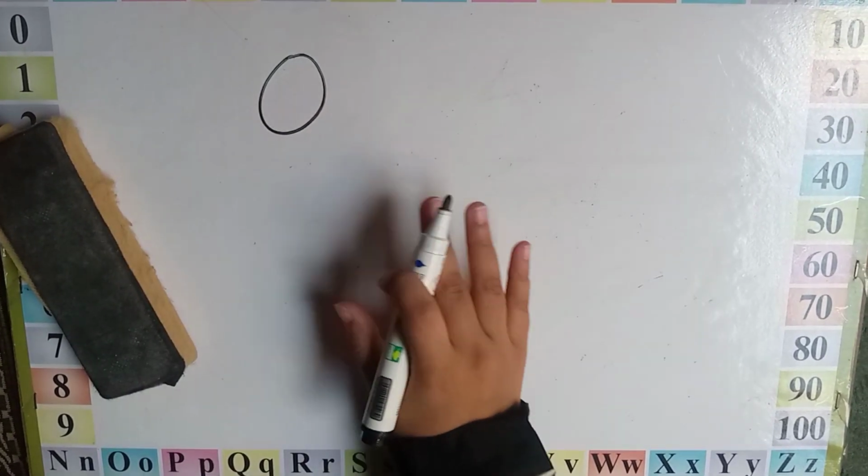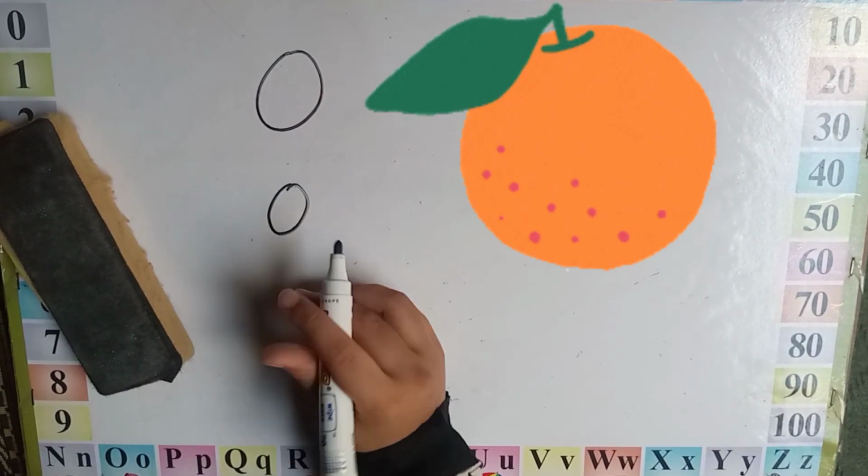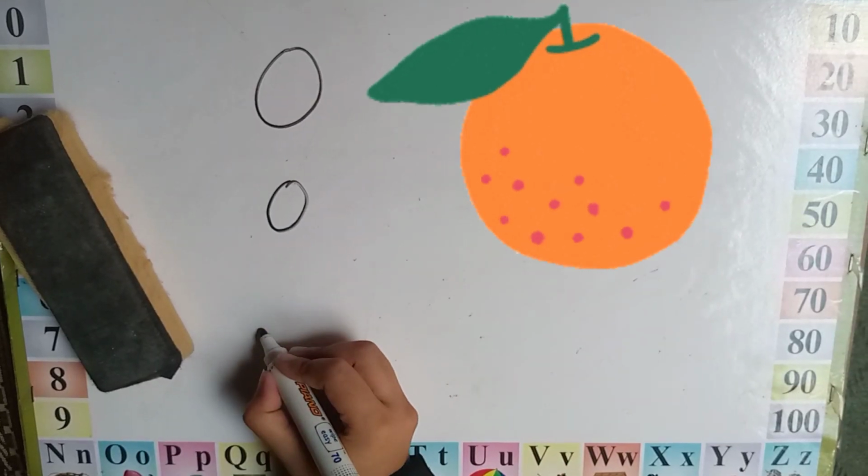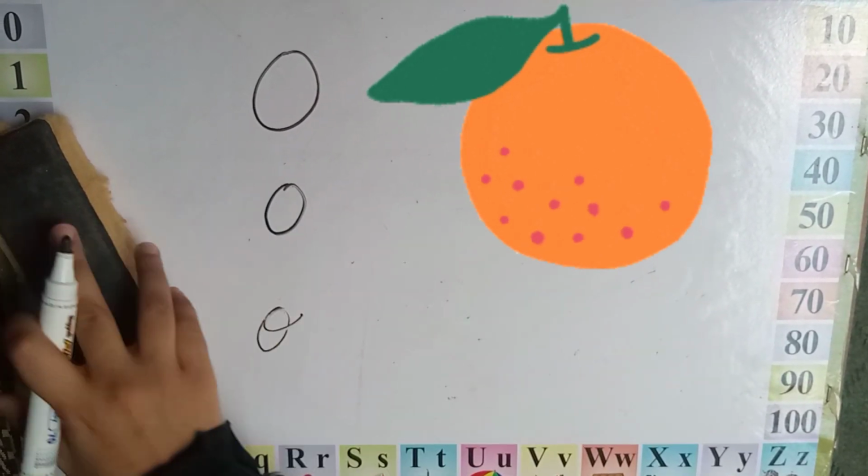O is for orange. O for orange. O for orange.